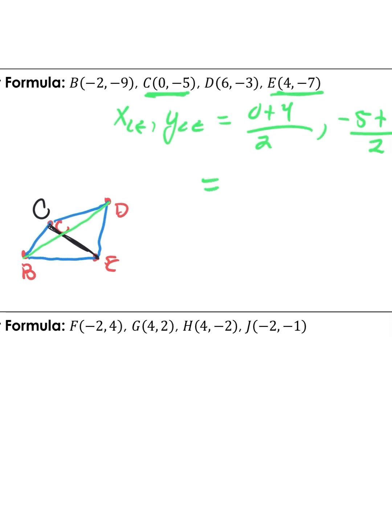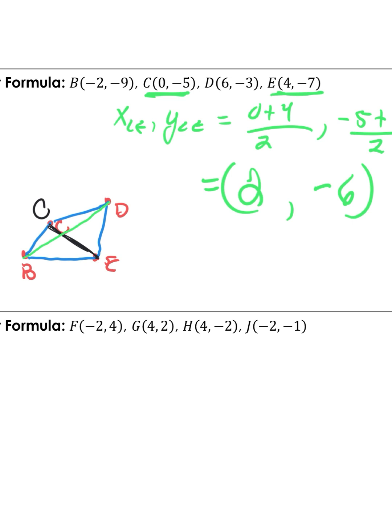So then 4 divided by 2, that's 2. And then -5 plus -7. It's going to be a negative number. You said -6 after you did the division, right? But up top, what does that equal? -12 divided by 2 is -6. You're right. I see what you mean. Okay. So there you go. That's the midpoint for this first diagonal, CE.